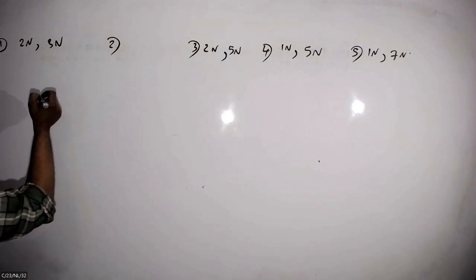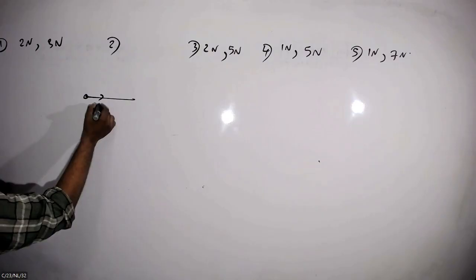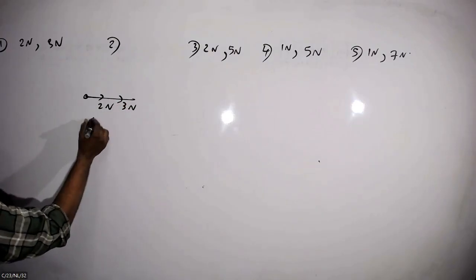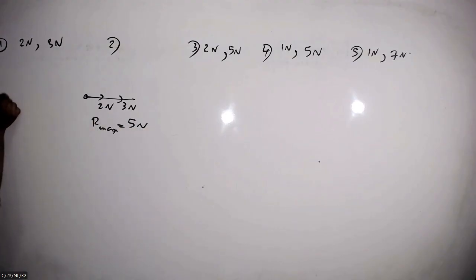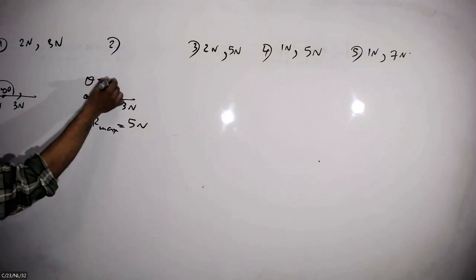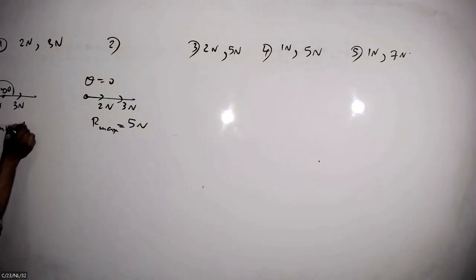Therefore, you can identify the maximum resultant when they are acting in the same direction, 2 Newton and 3 Newton. The maximum resultant is 5 Newton. What is the minimum resultant? They produce minimum resultant when they are acting in opposite directions. When theta equals 0, they produce maximum resultant. When theta is equal to 180 degrees, they produce minimum resultant. What is the minimum resultant? The difference between the two magnitudes, 1 Newton.